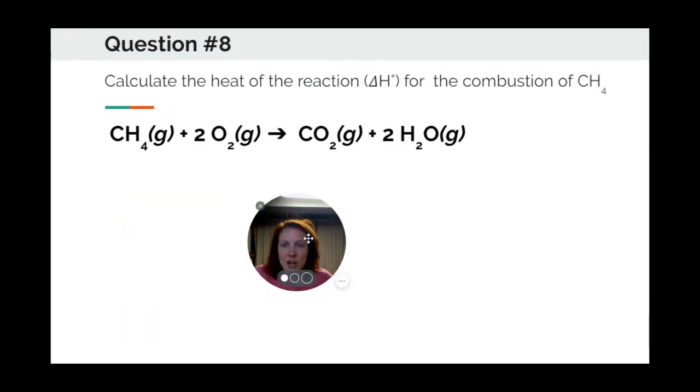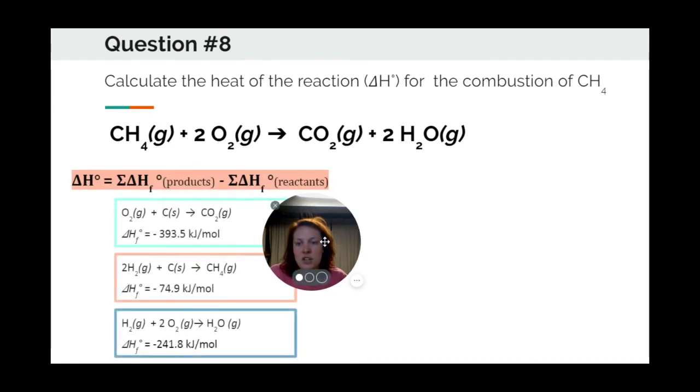Okay, so let's take a look at question 8. We've got calculate the standard heat of the reaction, delta H naught, for the combustion of CH4. So that is CH4 plus 2 moles of O2 yields CO2 and 2 moles of H2O. Here are all the standard heats of formation that you will be provided. Again, each of these standard heats of formation comes from taking the component atoms and pushing them together to create that substance.